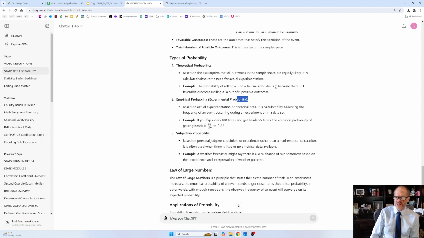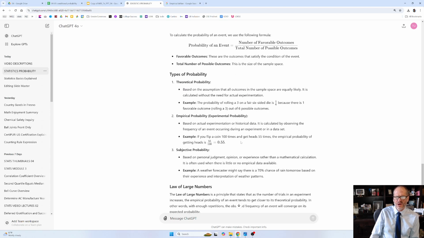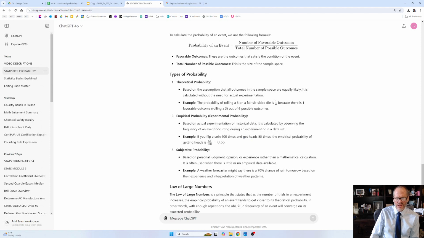So don't worry about the terminology. Don't worry about trying to memorize terminology. Just think about it logically, right? Hey, the assumption that all outcomes are equally likely in the sample space. All outcomes are equally likely. Or, hey, we ran experiments in the past empirically, and we got the frequency, relative to all the other ones, that each one occurs, right?